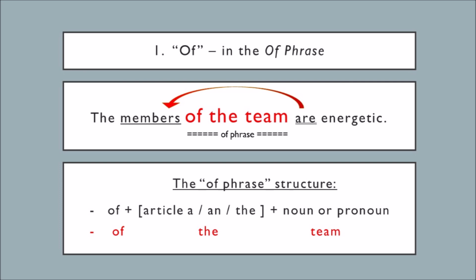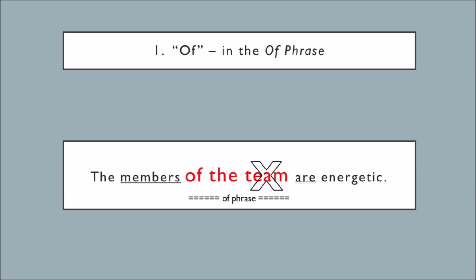The of phrase is composed of the preposition of plus an article plus a noun. This phrase may confuse you into thinking that the subject is team. But from this time on, you should remember that the noun you see in the of phrase is not the subject. Therefore, the subject is not the noun team, but the noun in the plural form, which is members.